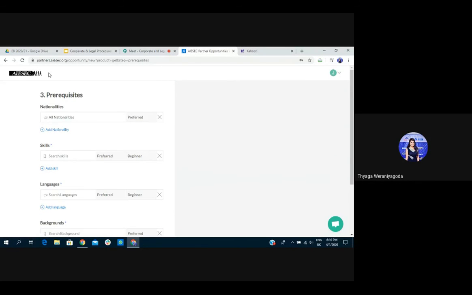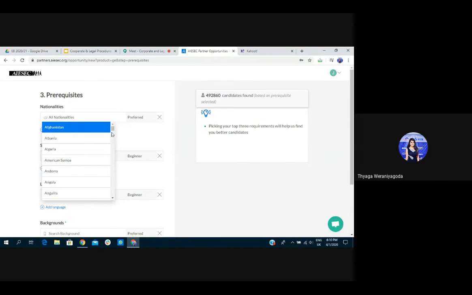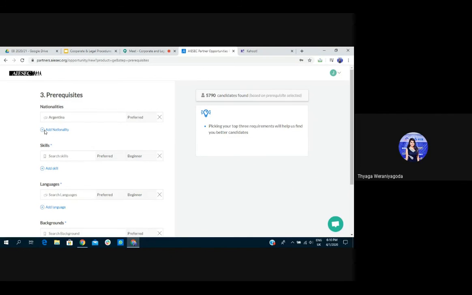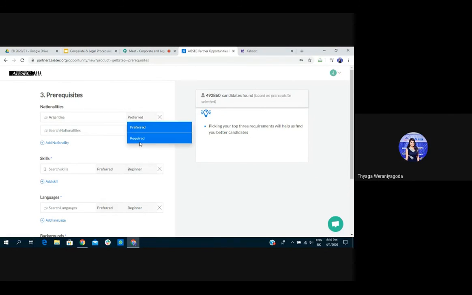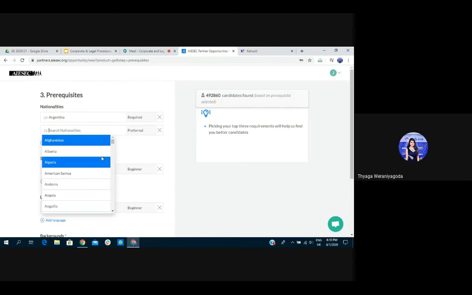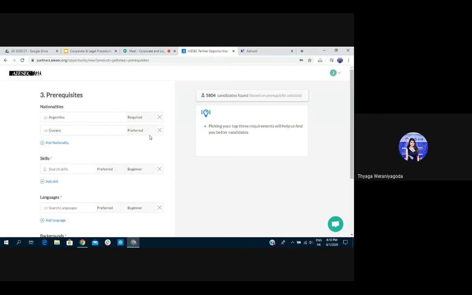Next is the prerequisites. So here, as I said, the nationality, you can put any nationality as preferred. It's better to put preferred and not required. If you put required, only those people can see. You can put any country, preferred or anything.